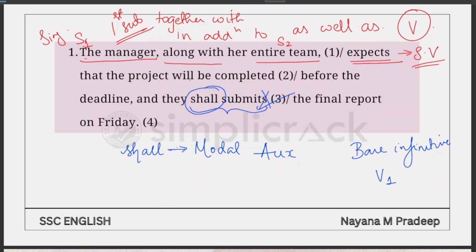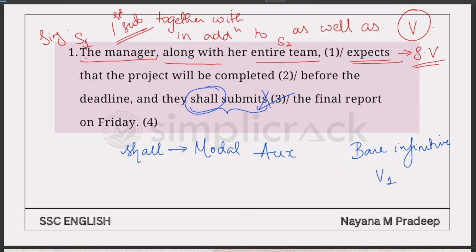But in this sentence, the focus is not on the phrase along with, it is on the use of the modal auxiliary shall and the bare infinitive. But here, instead of using the bare infinitive, or the V1 form, or the base form, they have used the V5 form, and that is the error here. So whenever you come across a question, make sure that you read the question clearly. You look at each and every part of the sentence so that it is easier for you to eliminate the portions that are not necessary.